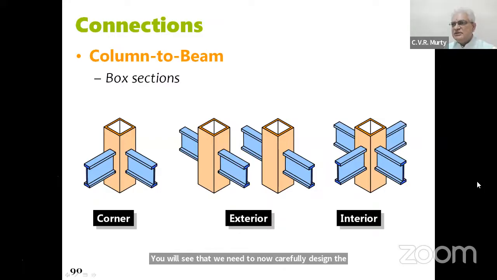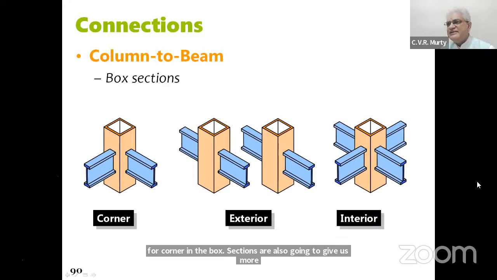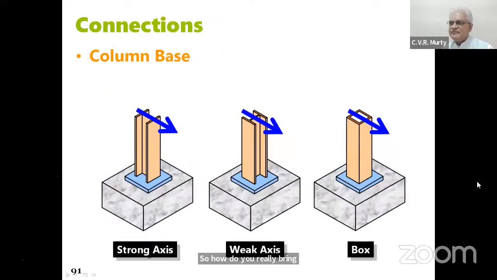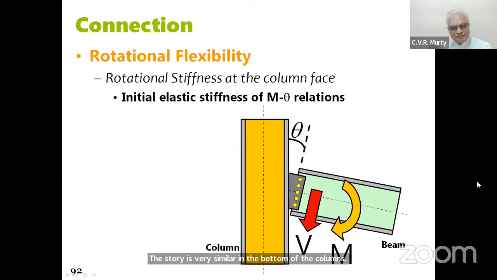And for corners, the box sections are also going to give us more challenge. Because in the case of I sections, you can put continuity plates, but in the case of box, it's not so easy to put a continuity plate. In most cases, you won't be able to put a continuity plate. So how do you really bring continuity of the two beams that are collinear? The story is very similar in the bottom of the columns sitting on foundations and exactly what is happening.